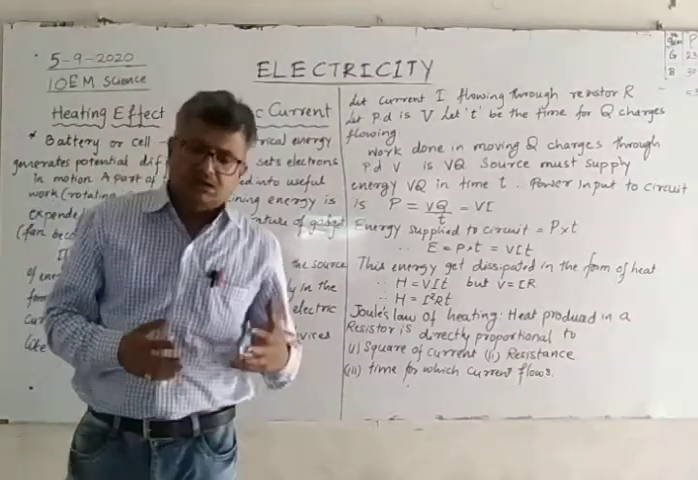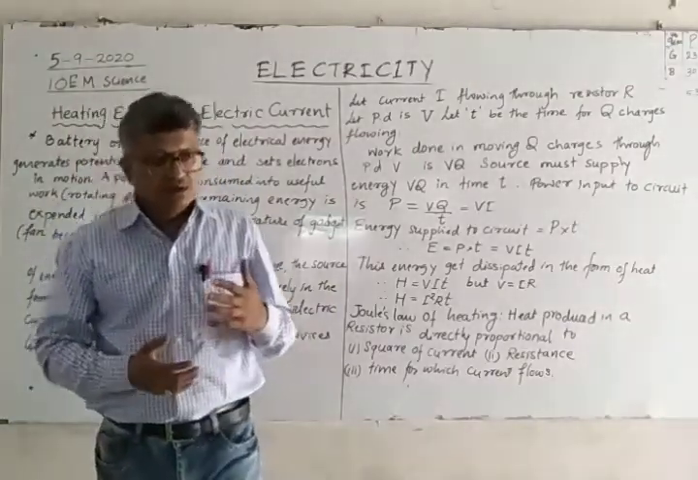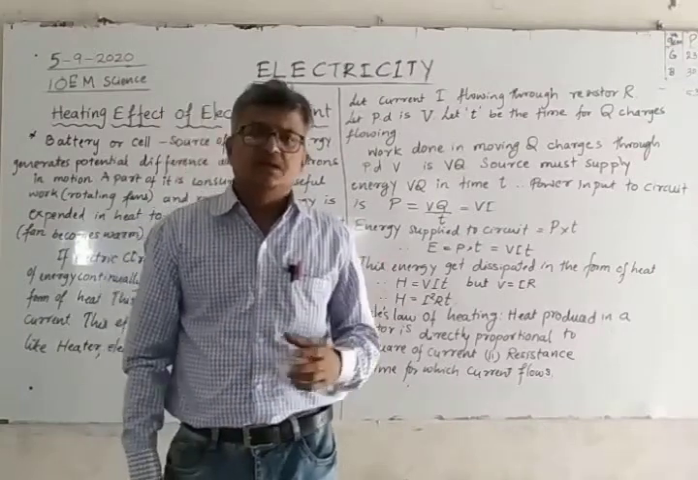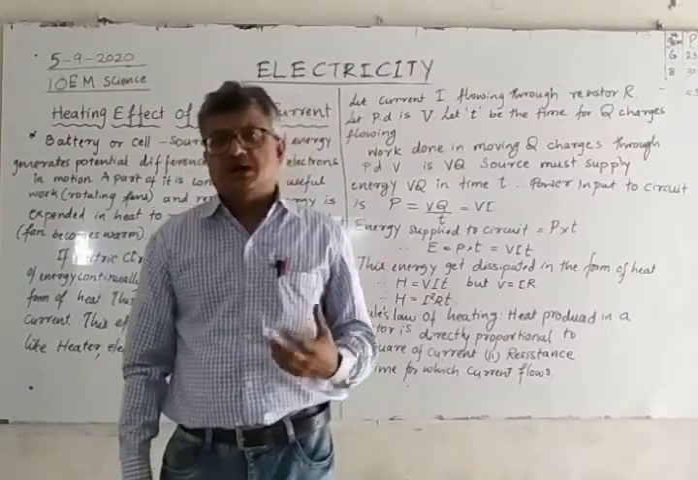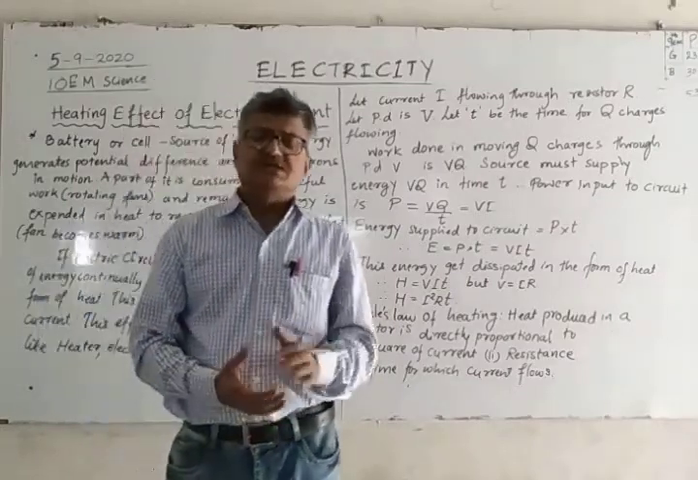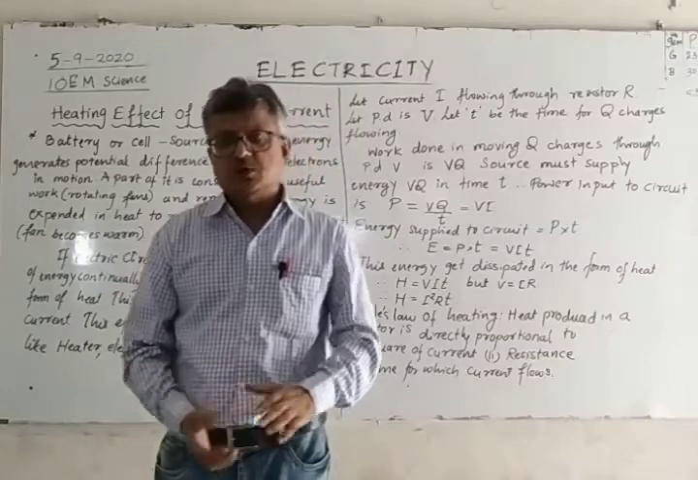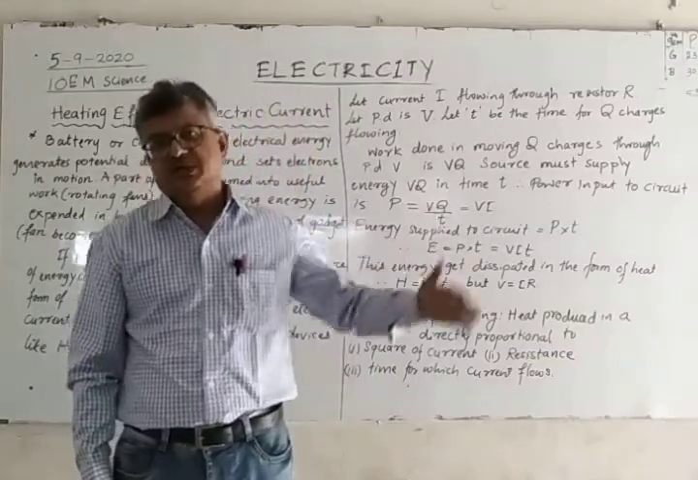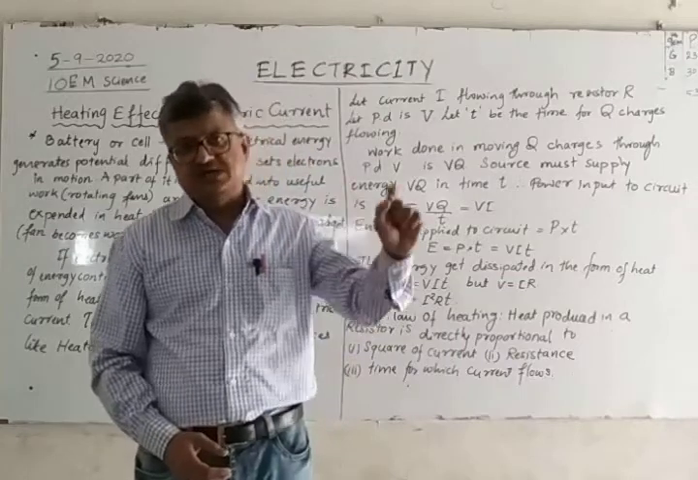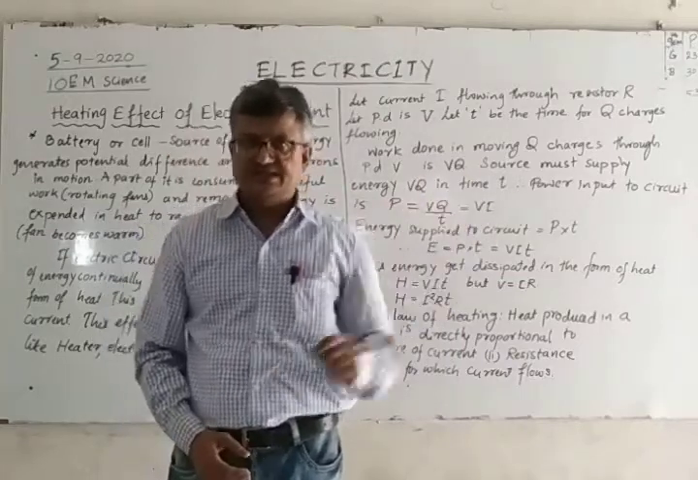We studied that when resistors are connected in series, the equivalent or resultant resistance of the system of resistors is equal to the sum of the individual resistors. Rs is equal to R1 plus R2 plus R3 plus etc.